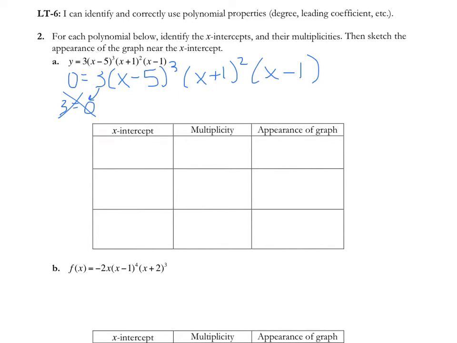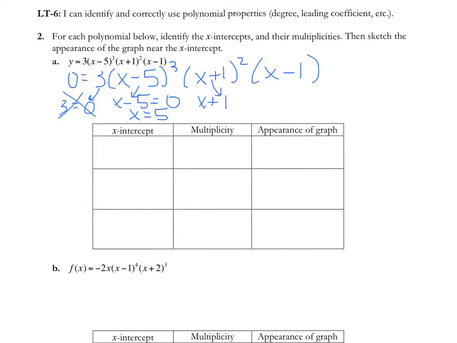Now, here we have x minus 5 to the third. All that means is that you have x minus 5 happening 3 different times, all multiplied together. So from each of those, you're going to get the same possible x-intercept, which comes from x minus 5 being equal to 0, or x being equal to 5. And we don't have to solve this equation for all 3 separate little factors. We can just do it once. You're just going to get the same x-intercept from each one.